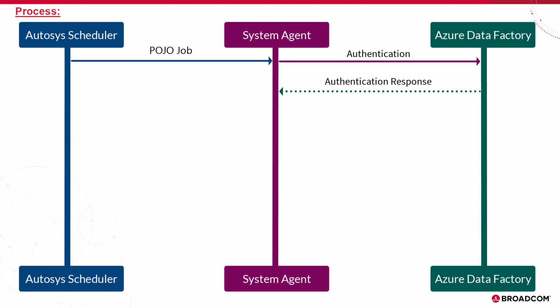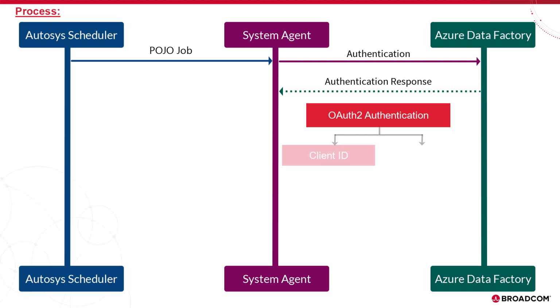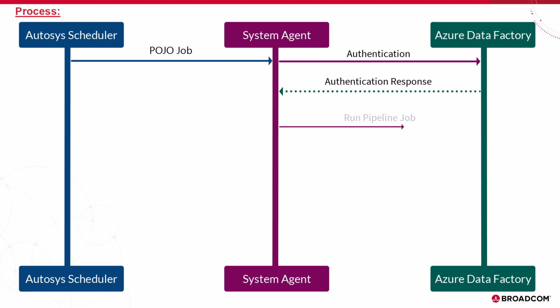In this video, we use OAuth 2 authentication with proxy, which uses a combination of a client ID and a client secret. AutoSys allows connections via proxy, providing additional flexibility and security when accessing Azure Data Factory resources. Once authenticated, the agent submits the job to the Azure Data Factory server as a POST request. The Azure Data Factory server identifies and executes the matching job. The job execution returns a JSON response that contains the execution details.